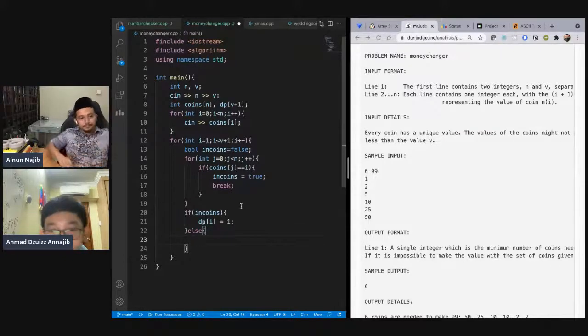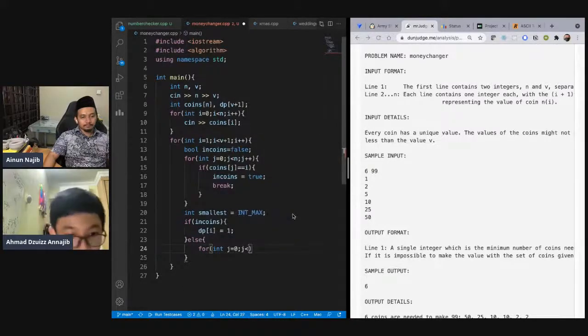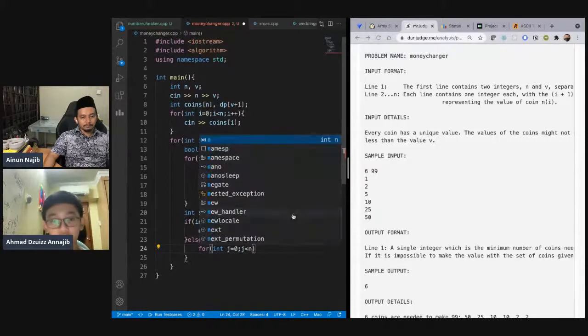You need to find the 1 plus, oh yeah. I need an integer smaller than or equal, int, no. Integer equal 0, j is smaller than n, j plus.